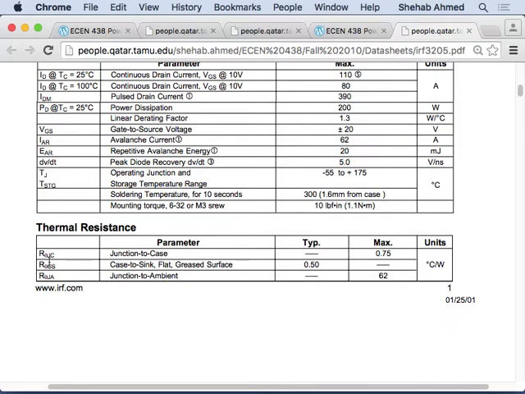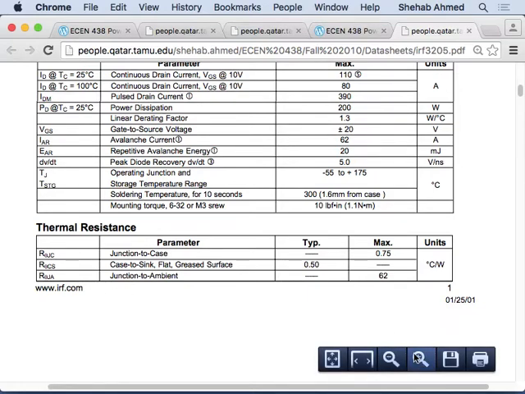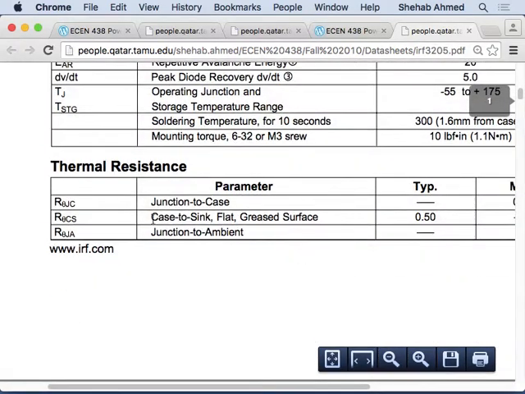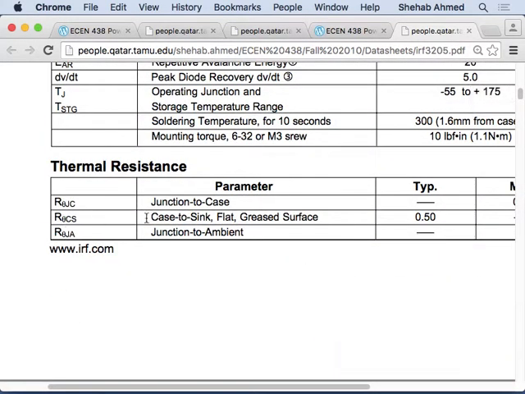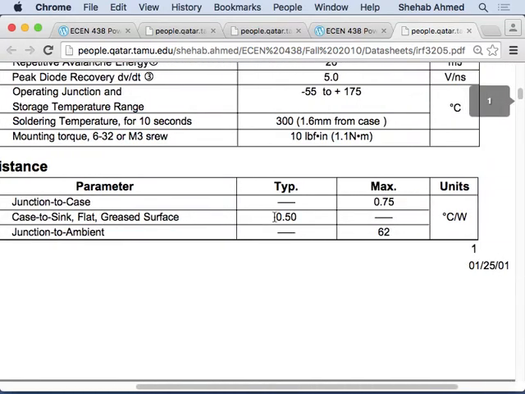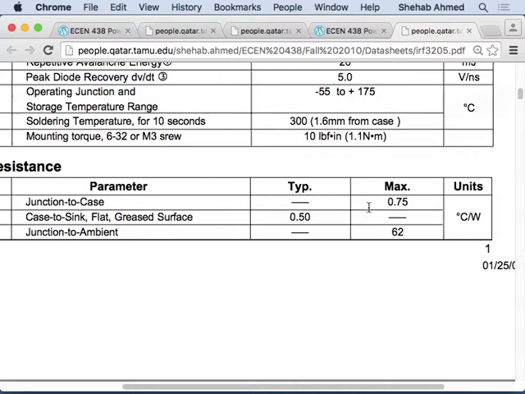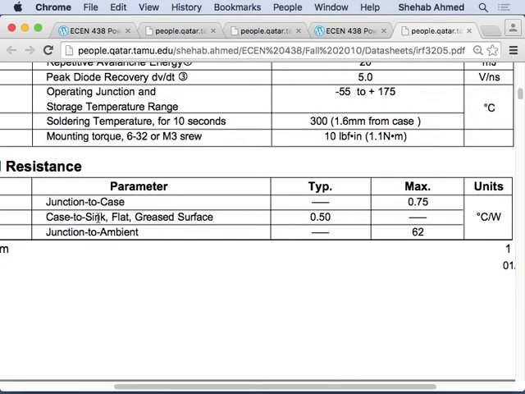Then in that case, you will need the junction to case thermal resistance that they have here, and then the case to sink thermal resistances. These are really small, right? Typically 0.5, maximum 0.7. So both of them together are about what? About 1 degree C per watt, right? So 1 degree C per watt versus 62, that's a huge difference. But of course, this does not include the sink to ambient. This is only from the junction to the case, and the case sitting on a sink.